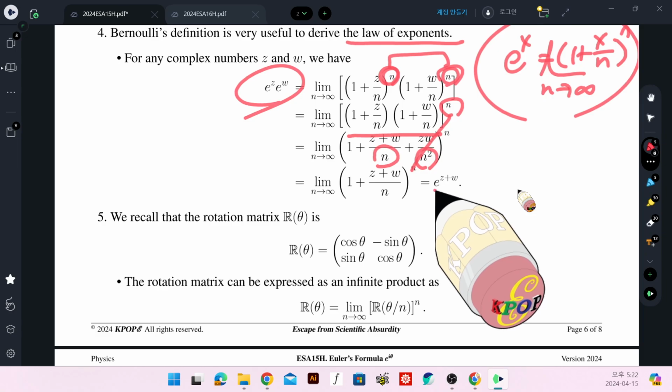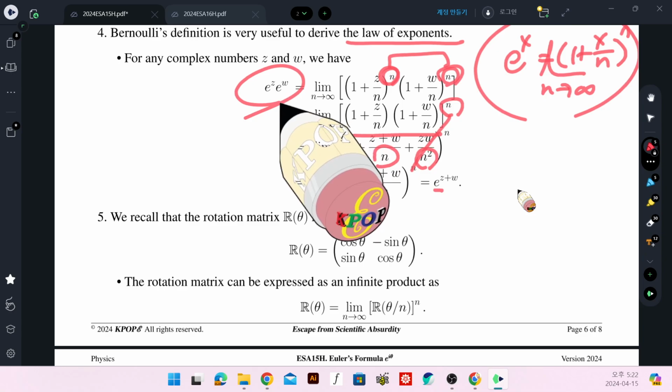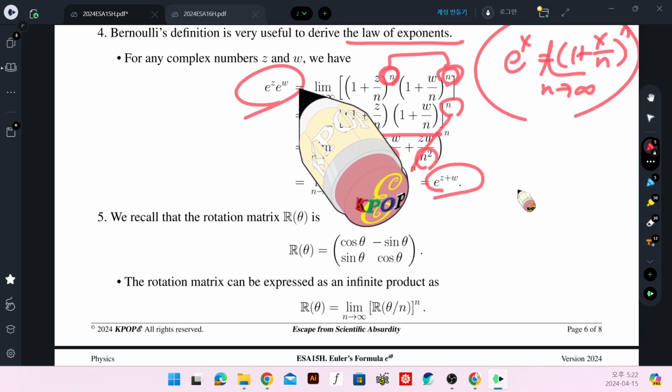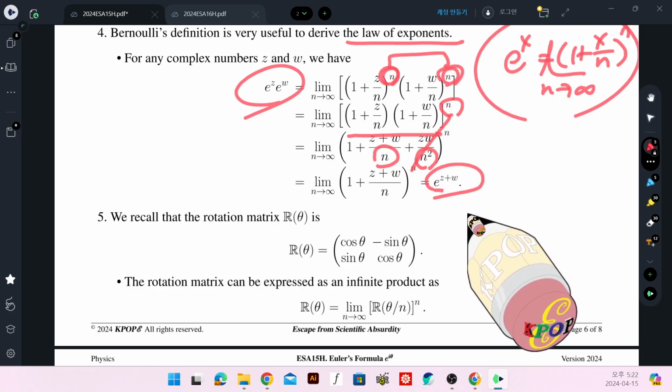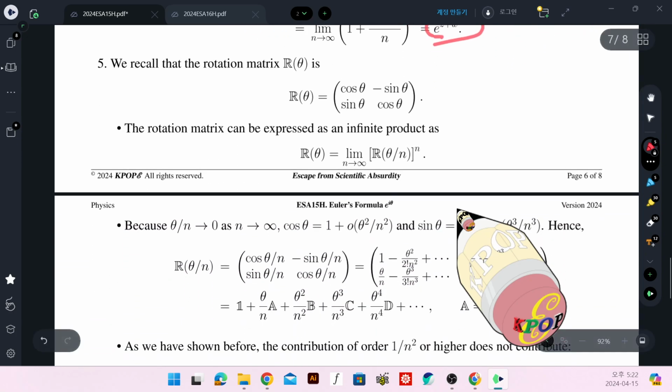point that exponential z multiplied by exponential w is identical to exponential z plus w. And this z and w do not have to be real numbers. They are all allowed to be complex.